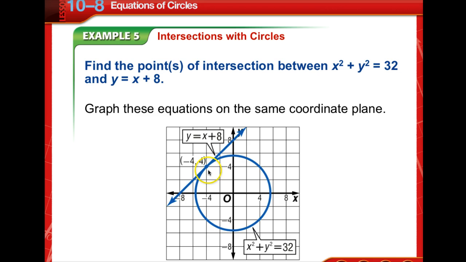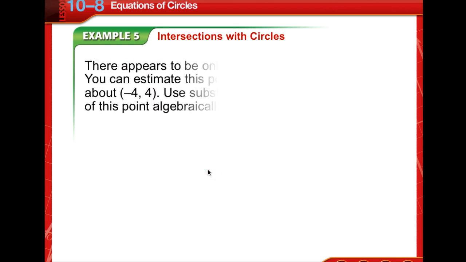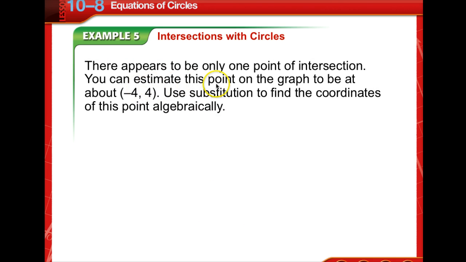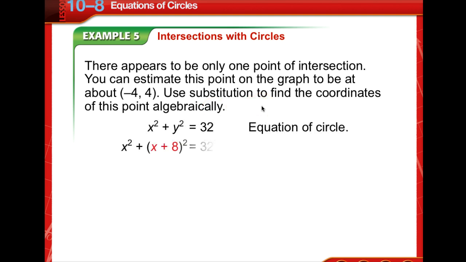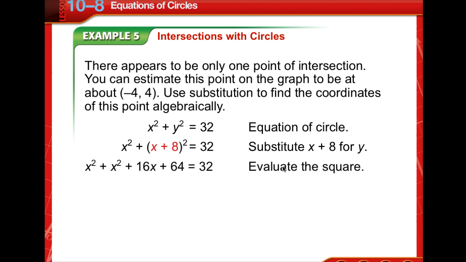And you see there's one intersection point. You can estimate this point on the graph to be at negative 4, 4. Or you can use substitution to find the coordinates of this point algebraically. What you do is you substitute in, because this is the equation of the circle, x squared plus y squared equals 32, and you were told that y is equal to x plus 8, so you substitute in x plus 8 for y.